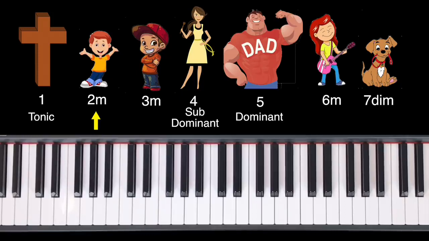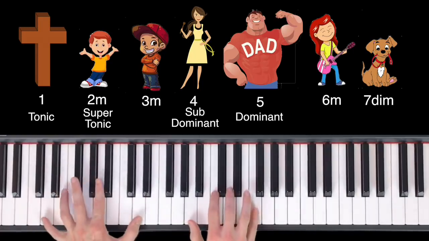Chord 2 is a minor chord built from the second note, 1, 2, of the scale. The musical name for the second note of the scale is supertonic and is the root note from which chord 2 minor is built, in this case, a D minor. Chord 2 is a real daddy's boy, and here's why.